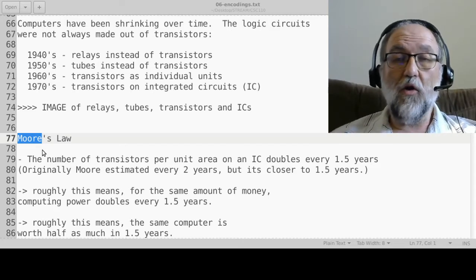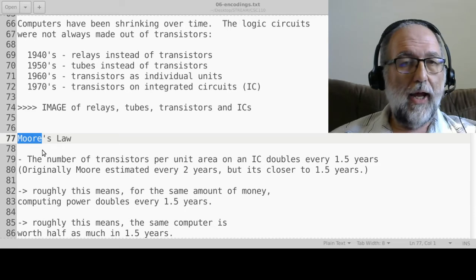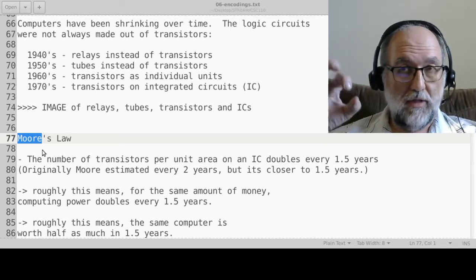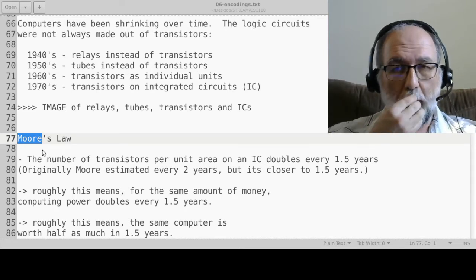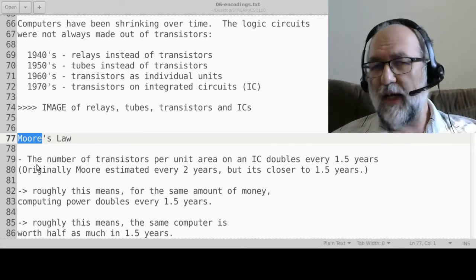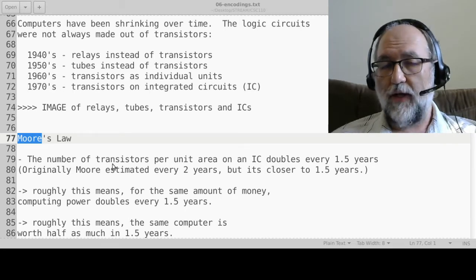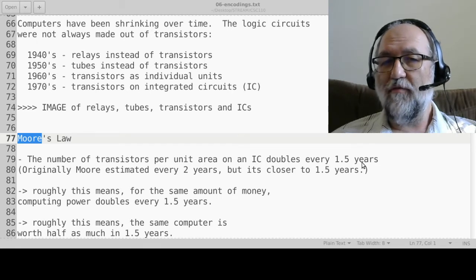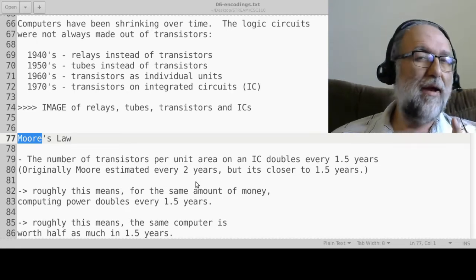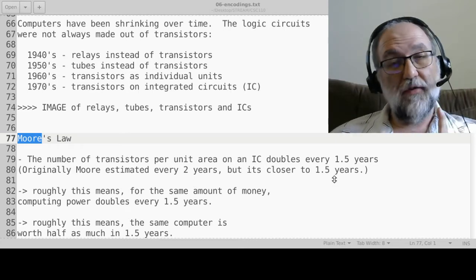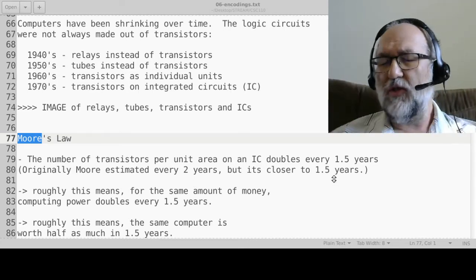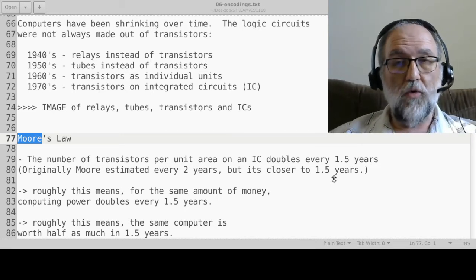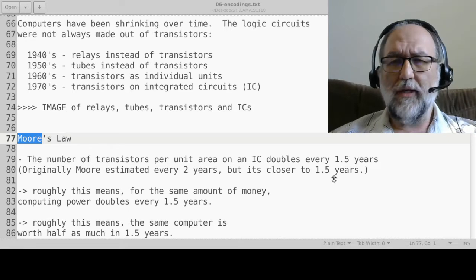Gordon Moore was one of the co-founders of Intel, as in Intel Inside, the company that builds the chips that power a lot of computers. He made this prediction: that the number of transistors per unit area on an integrated circuit would double every 1.5 years. Actually, he said every 2 years, but it turns out that it's closer to every year and a half. So his prediction was slightly wrong, but he was right in the sense that the technology would grow exponentially. I'll explain what exponential means in just a second.